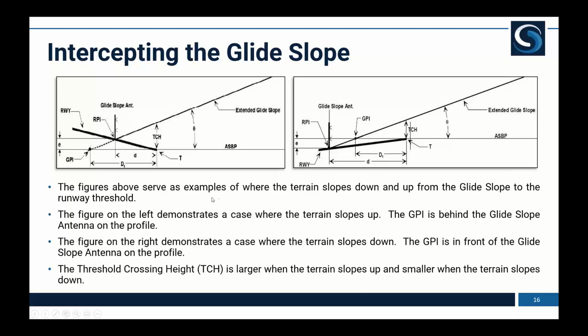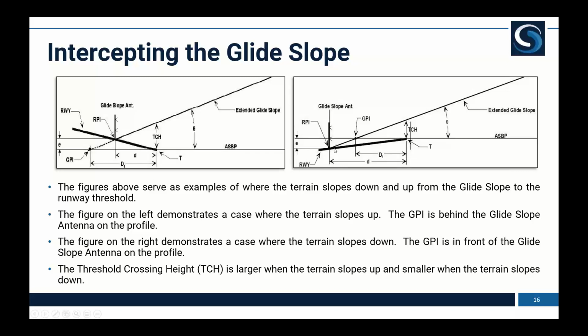So the figures above serve as examples where the terrain slopes down and up from the glide slope to the runway threshold. The figure on the left demonstrates a case where the terrain slopes up. You can see the plane coming down here from right to left along this glide slope line, and the terrain is this thick black line, sloping up. In that scenario, you would have the glide slope point of intercept potentially behind the position of the glide slope antenna.